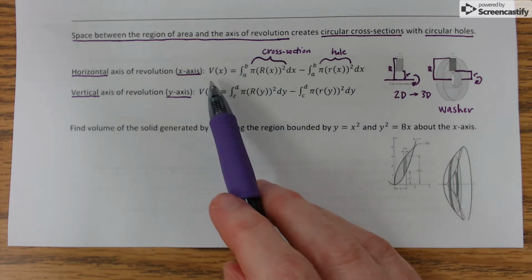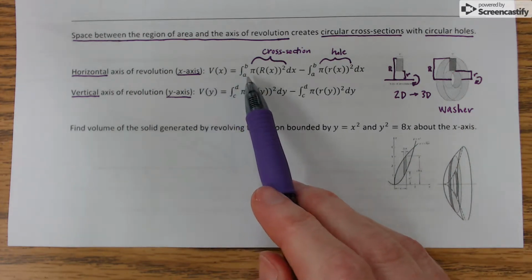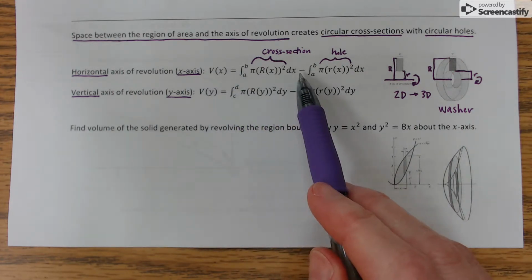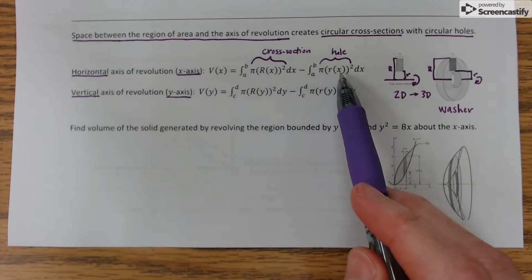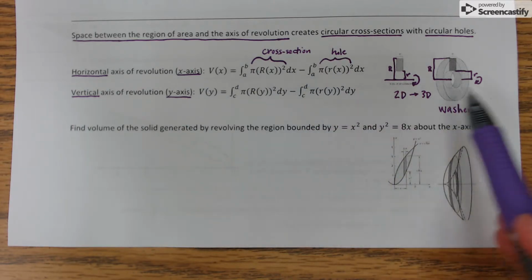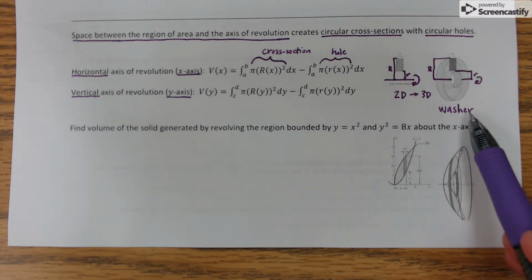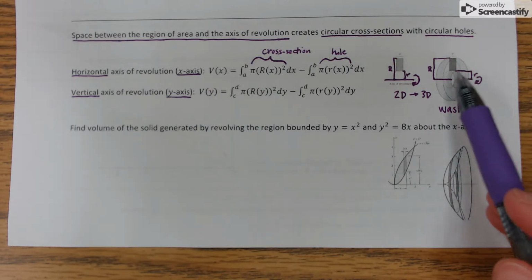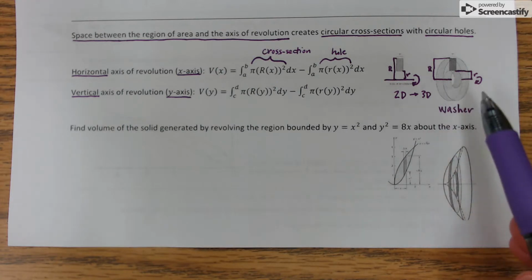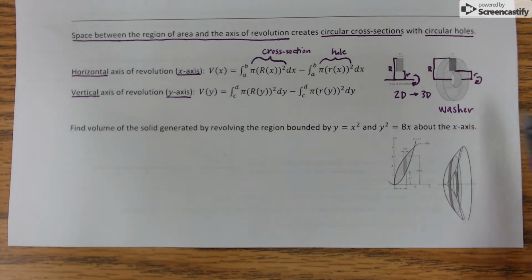So we'll still find the volume of the circular cross-sections, but then we'll have to subtract out the volume of the circular hole cross-sections. And just so you know, these cross-sections that have a hole in them are often referred to as washers, where the ones that were solid in our last video, those are referred to as disks.